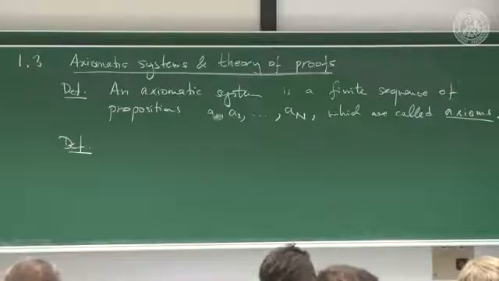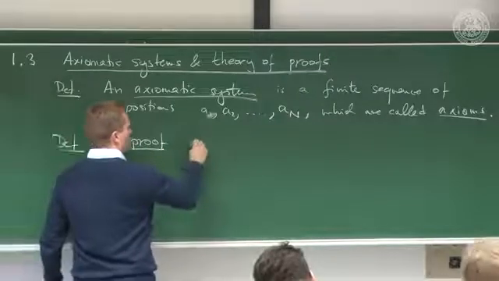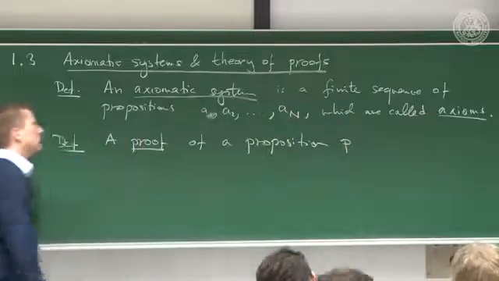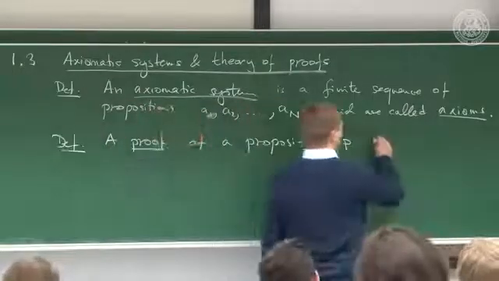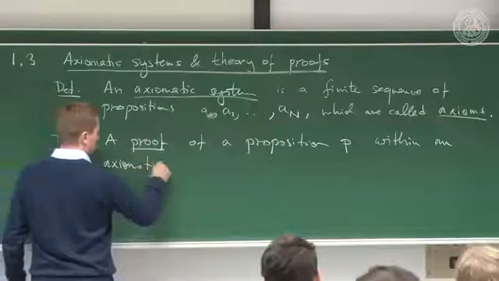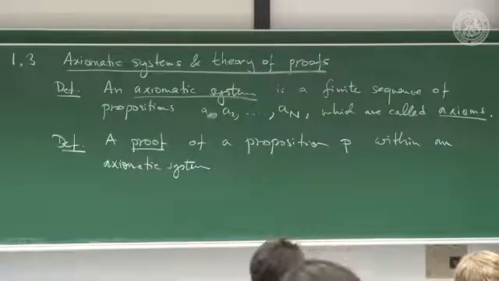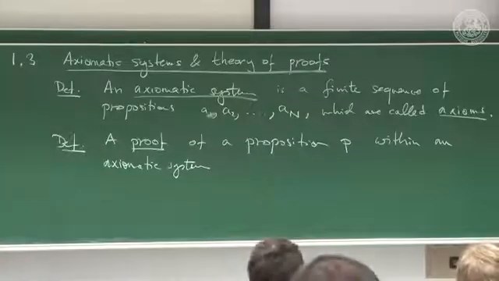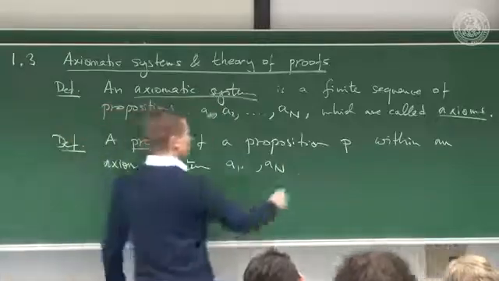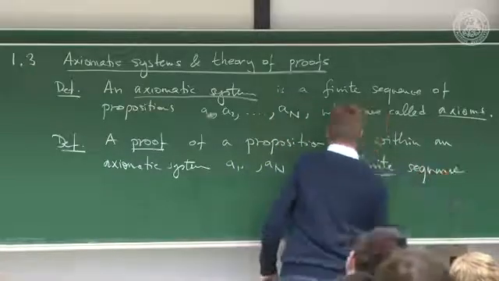Definition. What is a proof? A proof of a proposition, let's call it small p, that's the thing we want to prove. A proof of a proposition within an axiomatic system. So the idea is I first give you axioms, and then I set a homework problem, prove P, starting from the axioms. A proof of a proposition P within an axiomatic system, A1 to AN, is a sequence, and again a finite sequence of propositions.